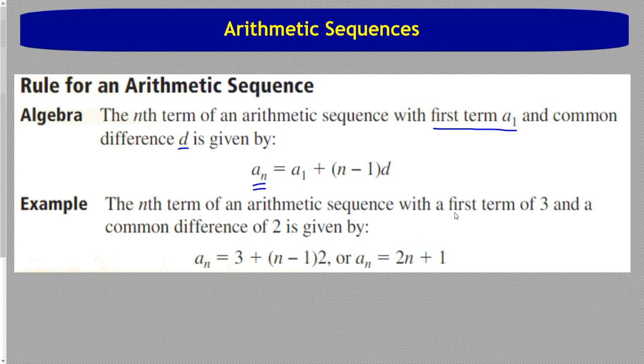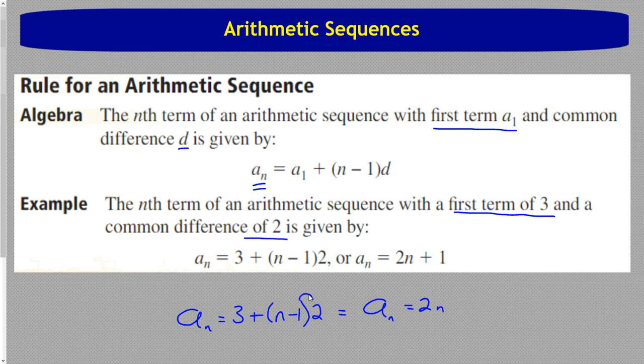So for example, if we have a first term of 3 and a difference of 2, the nth term is the first term, 3, plus n minus 1. n is going to stay our variable in this case, and then multiply by 2. And then we're going to simplify that. So a sub n is equal to 2n. I got to distribute here, right? So 2n minus 2, but I have that minus 2, and I get to add 3, so it's just plus 1. So we can write it as a linear function. So arithmetic sequences are going to be linear functions.